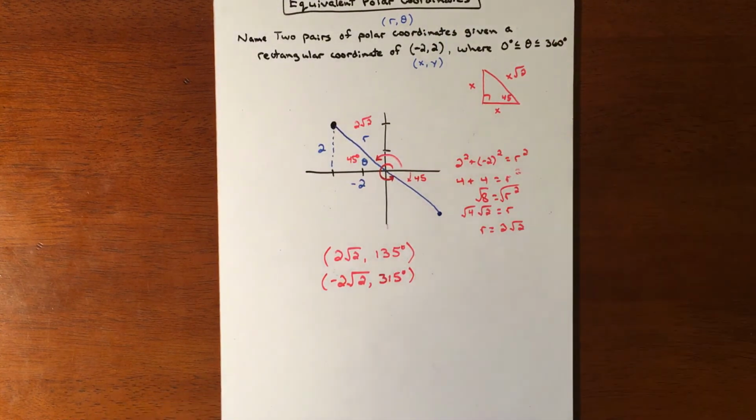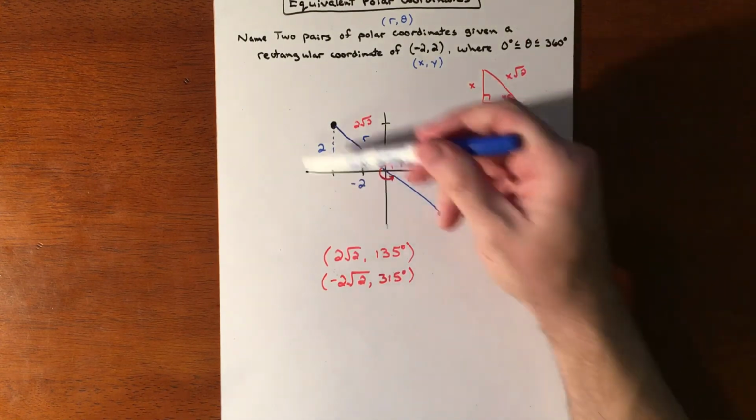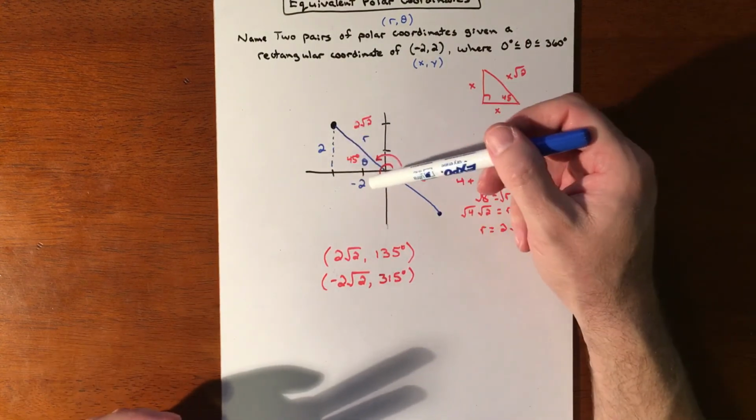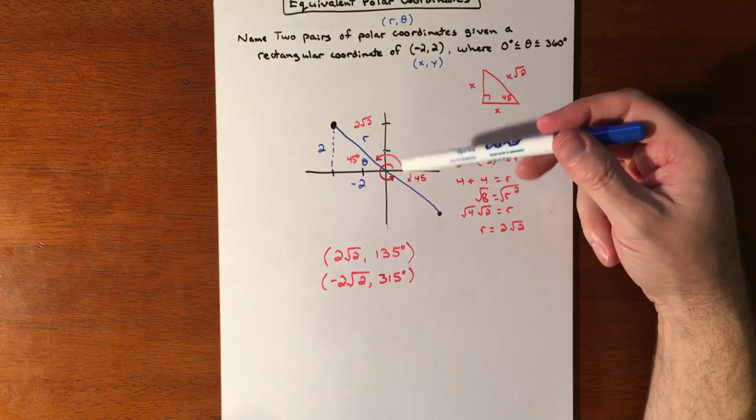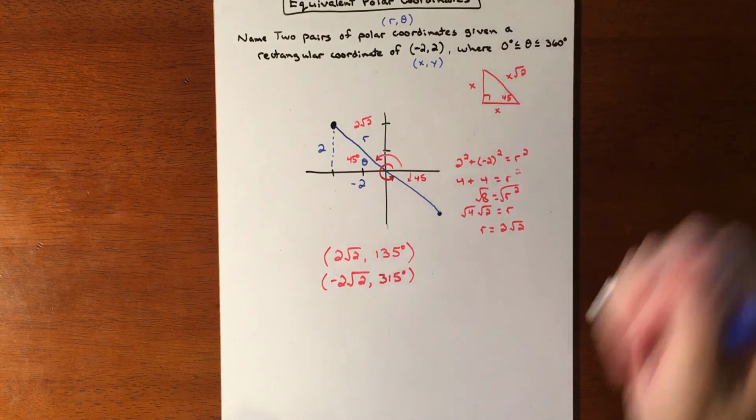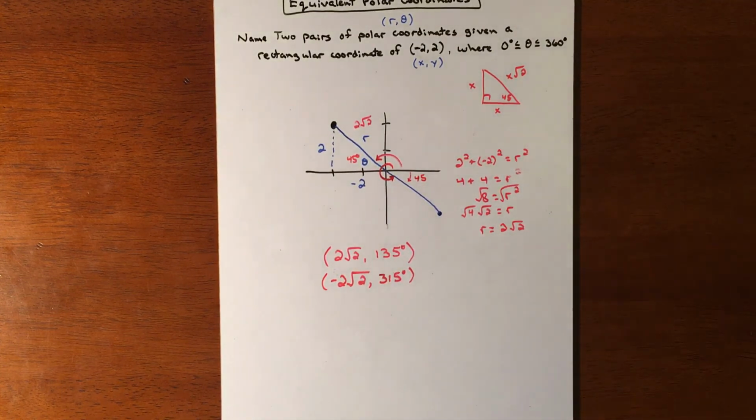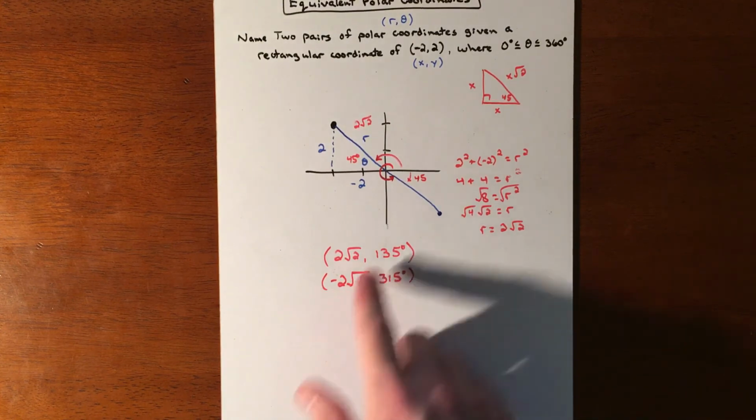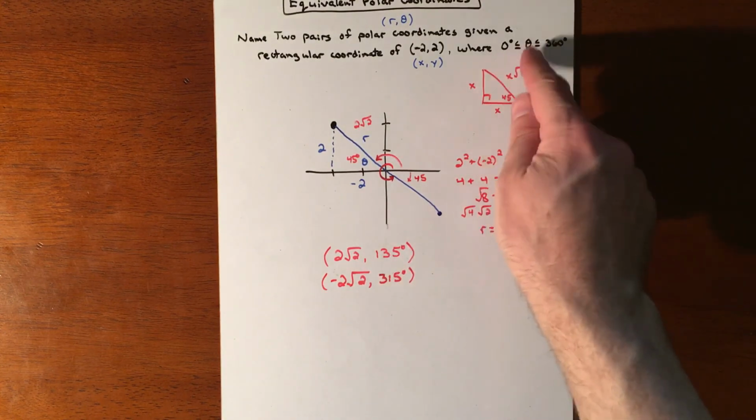All right, so that was naming two different pairs of basically converting a rectangular coordinate to a polar coordinate, which is just basically draw a picture, create a right triangle, and do some trig to figure out what your radius and what your angle is. And then if they want some other things to it, you got to consider reflections, you got to consider what your restrictions are with your theta.